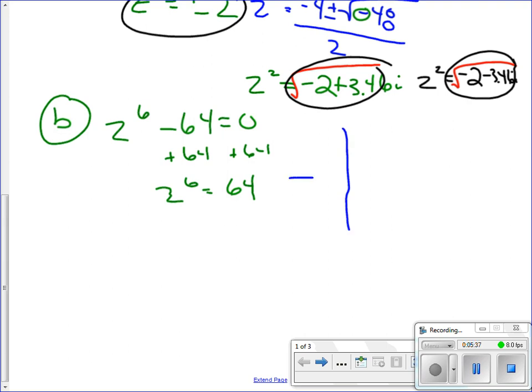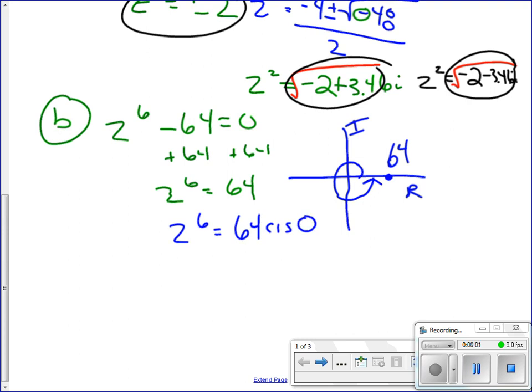If I think about graphing it, here's the real axis, here's the imaginary axis. The number 64 is a real number. So it gets plotted right here. We'll call that 64. And so if I think about this in terms of angles, that angle is 0 radians or 2 pi radians. So I can say that this is 64 cis 0, because that's the angle. And then to solve for z, I'm going to raise it to the 1/6 power.